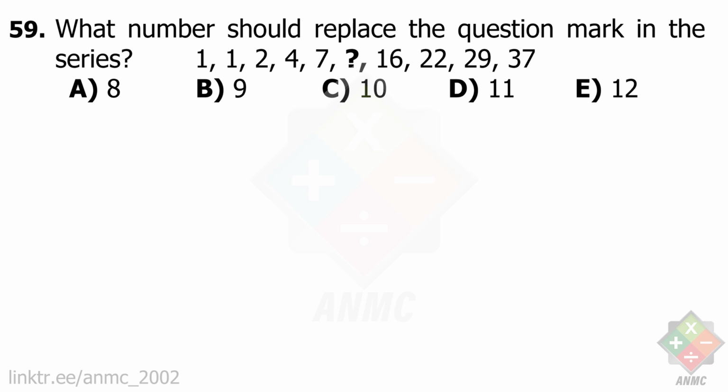Let's check the differences between numbers 0, 1, 2, 3, 6, 7, 8. This means everything is related to difference. So 7 plus 4, 11. 11 plus 5 is 16. This means our number is 11.